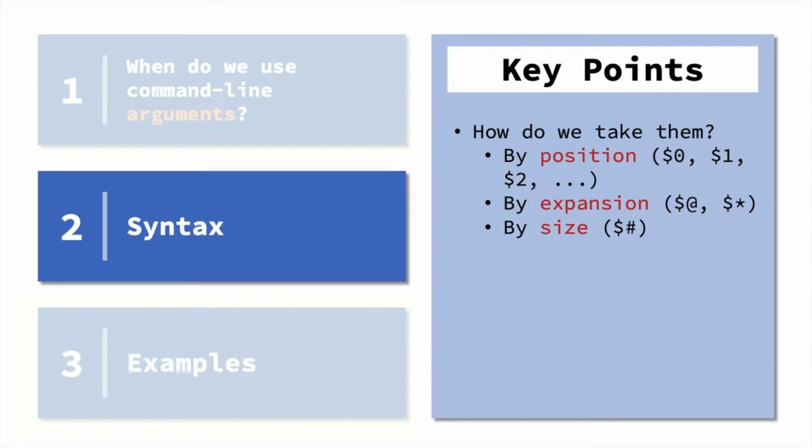Now, we're going to see the actual syntax for taking them. There are 3 types altogether. The first one is taking them by their positions. The second is by expanding them all out. And the third is by argument size.